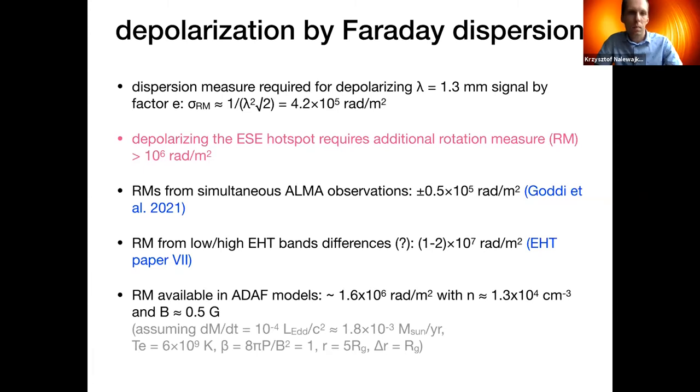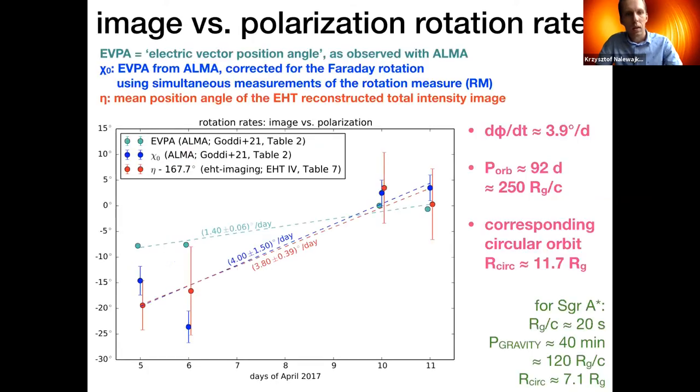And I think that it should not require much more than 10^6 radians per meter squared, which should not be too difficult or too constraining to achieve, and it's just a bit more than what is reported, especially from ALMA. Possibly in one case the low and high bands may indicate even 10^7 radians per meter squared, but I understand that this is not that certain.